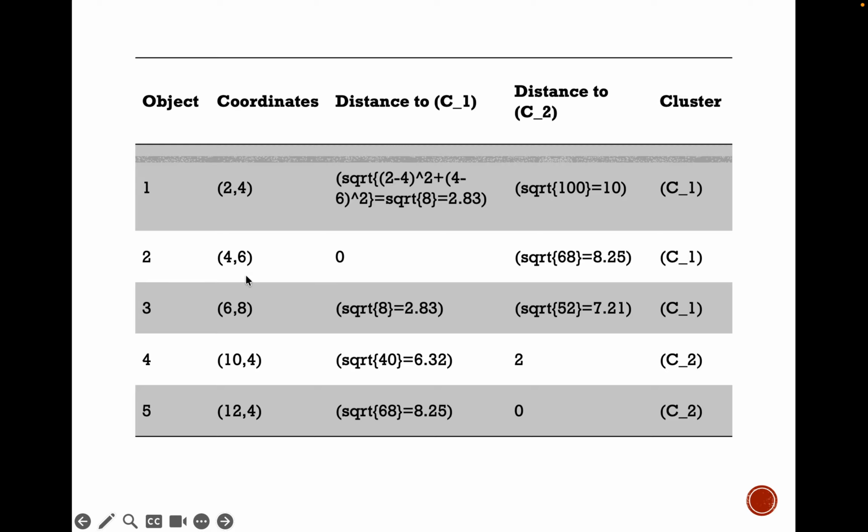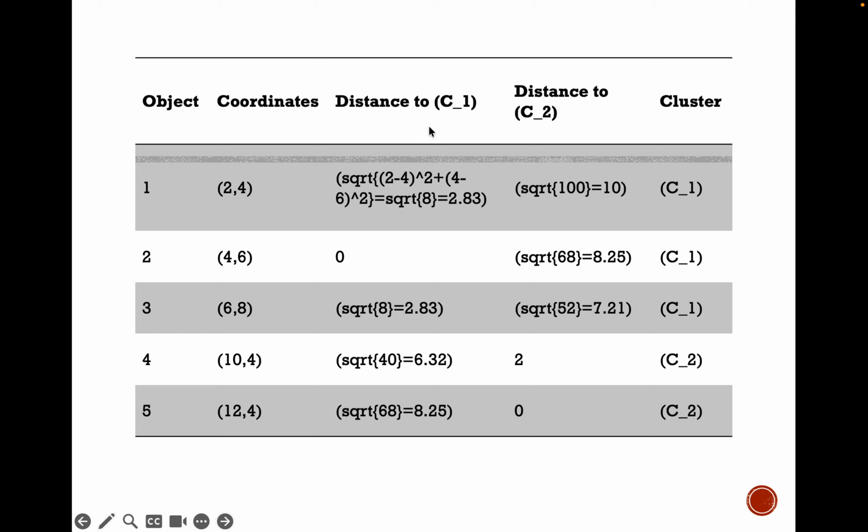And then 4, 6 with the same cluster, that is the object 2. When you do the same distance formula it will come 0, and then this distance with the object 2, that is 12, 4, you will get it as square root of 68. Here the minimum is 0, so we are considering C1 cluster, it belongs to C1 cluster.